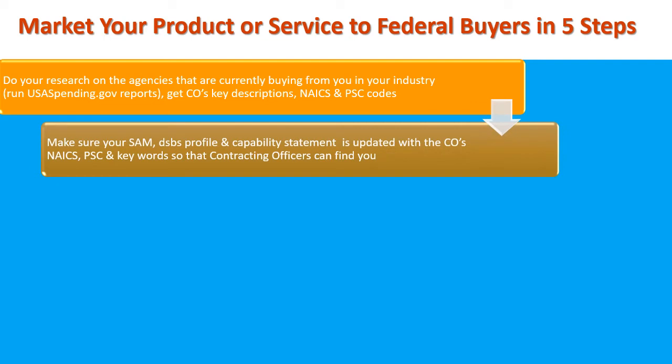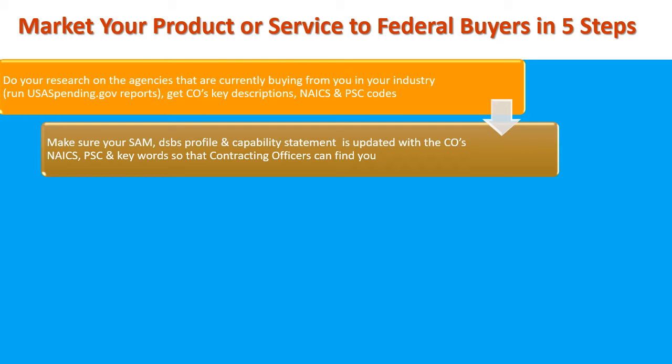Step 2, make sure your SAM, your data small business profile, which is what we call the dynamic small business search. That's where the contracting officers and everyone finds you. Make sure that information, along with your capability statement, is updated with those key words that I mentioned in step 1, those NAICS codes and PSC codes, the product service codes. A lot of people don't know what those are. A lot of people don't use them.